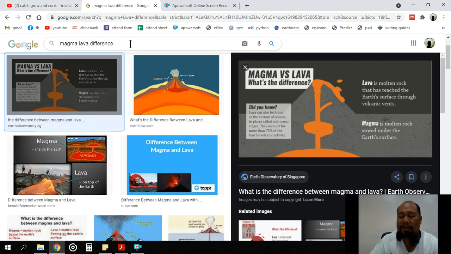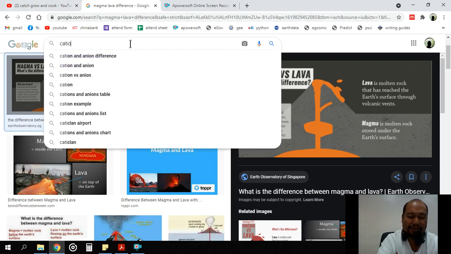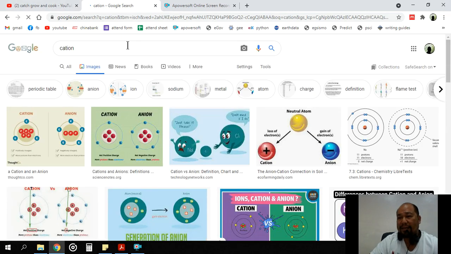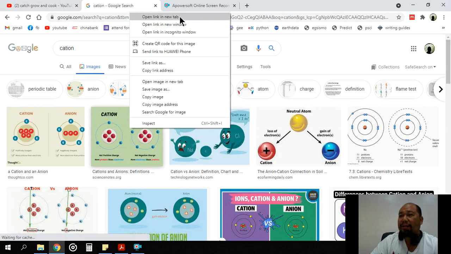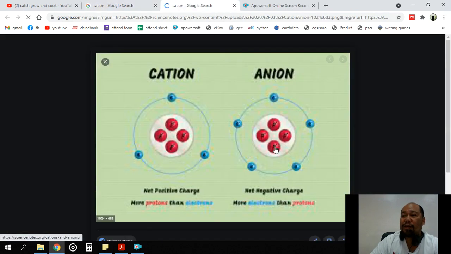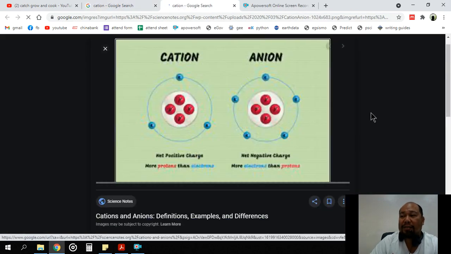Wait a moment, let me check. What is a cation? Yeah, okay. What is an ion? An ion is a particle, a molecule, an atom that is charged. It can be positively charged or negatively charged. Look at this one, a perfect example. 1, 2, 3, 4 protons. What atom is this?